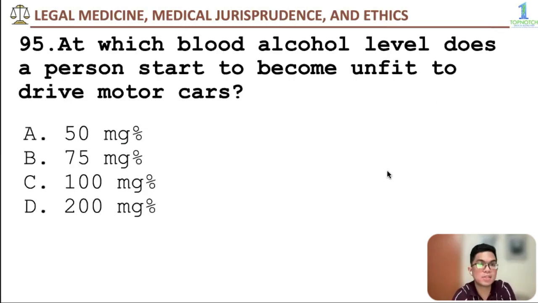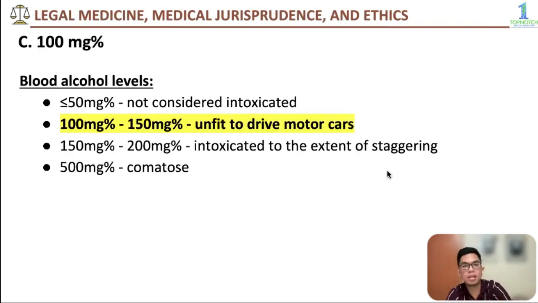Okay, next question. At which blood alcohol level is someone starting to become unfit to drive motor cars? That's your 100 mg%. So at 100, unfit to drive na. Pag staggering ka na, mas mataas na yun. So you don't need to be staggering to be unfit to drive. Okay? Take note na rin in personal aspects, ha?